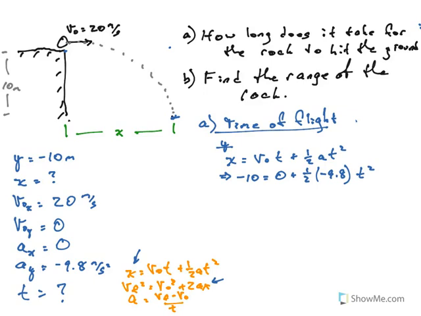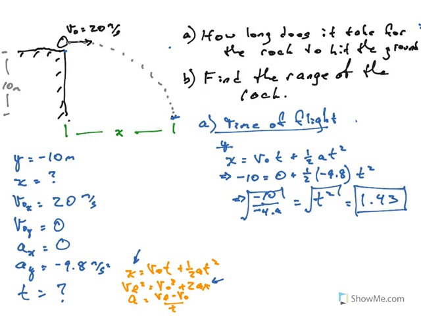So again, I want to solve this for t. I divide this 1/2 of -9.8 over, and I get -10 over -4.9 equals t squared. I don't like t squared, so I take the square root of both sides, and I get square root of this is 1.43.